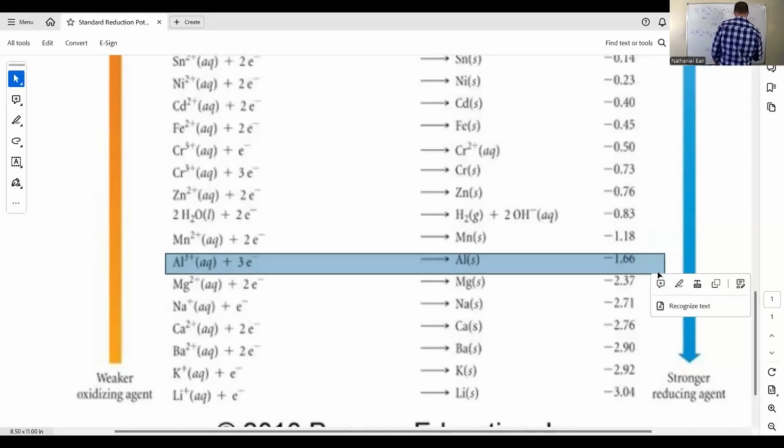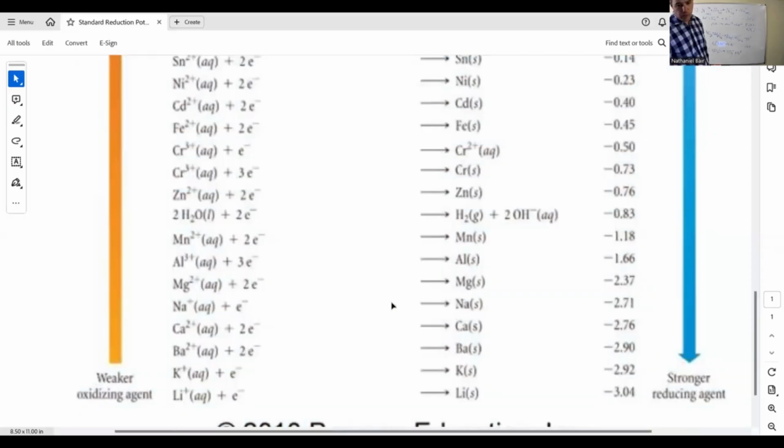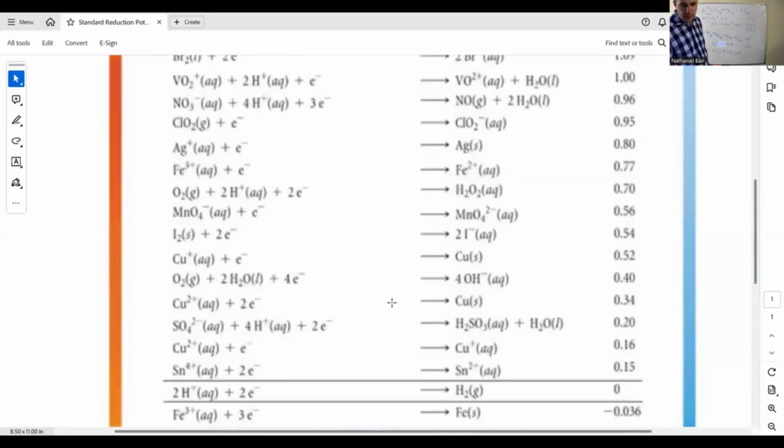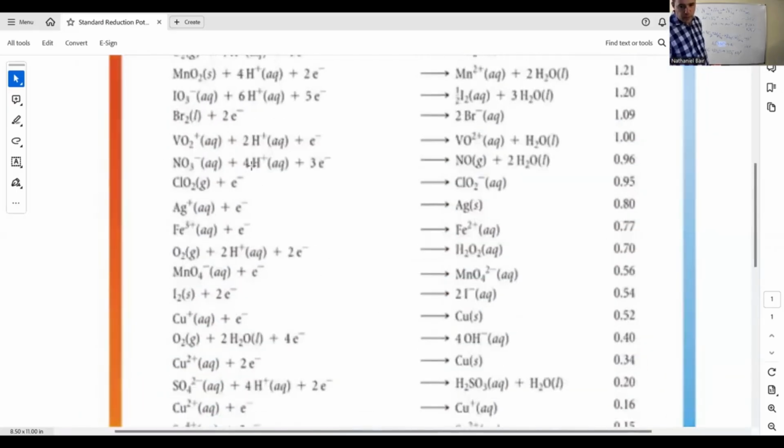Negative 1.66 volts. And now we got our work cut out for us. We got to find this crazy guy, and it's going to be reversed. It's going to be like nitrate plus 4H plus some number of electrons, blah, blah, blah. Let's take a look for it. So we're going to look for nitrate. Nitrate plus 4H plus goes to NO and 2H2O. There it is.